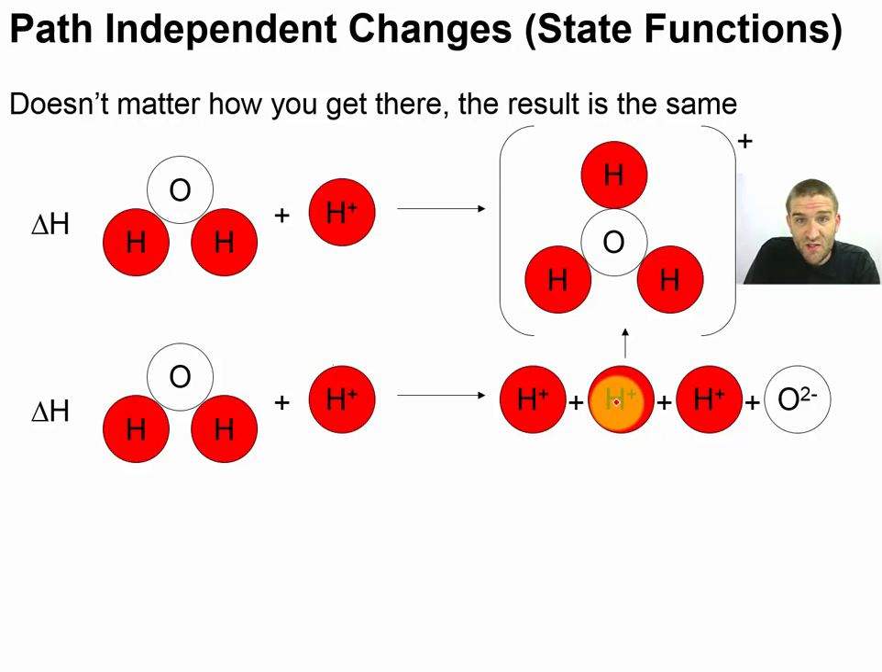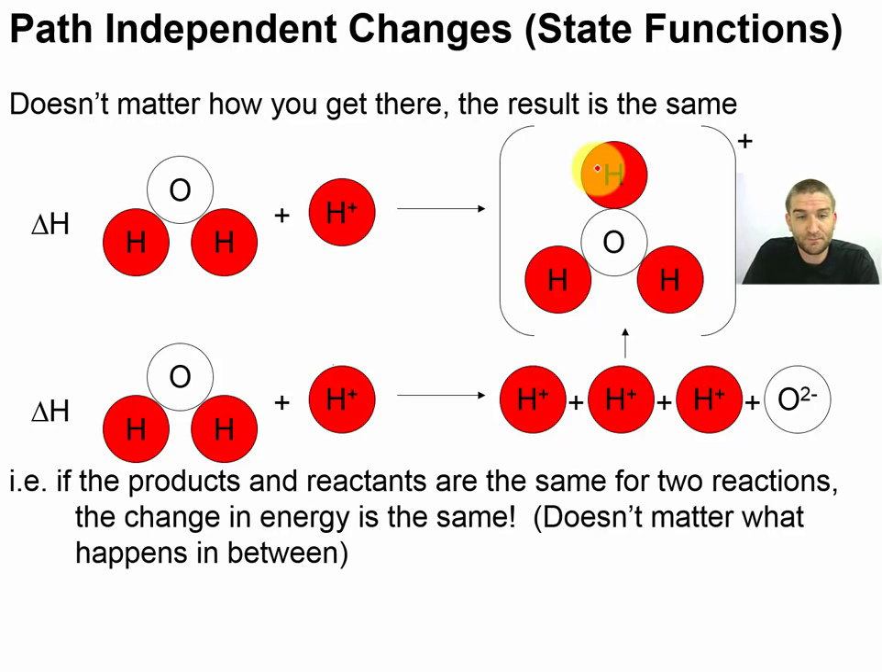The neat thing about that is it means we can look up the bond dissociation energy in a table somewhere, and from that we'll be able to determine the energy just by adding them all up. That's the great thing that's going to happen from the fact that these are all going to be path-independent changes.